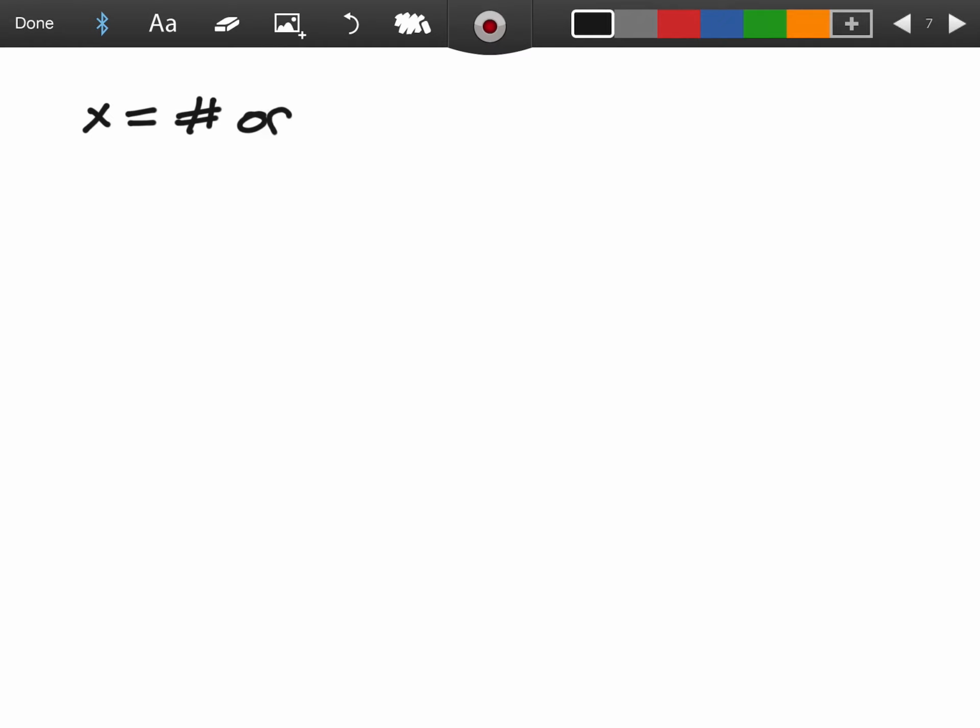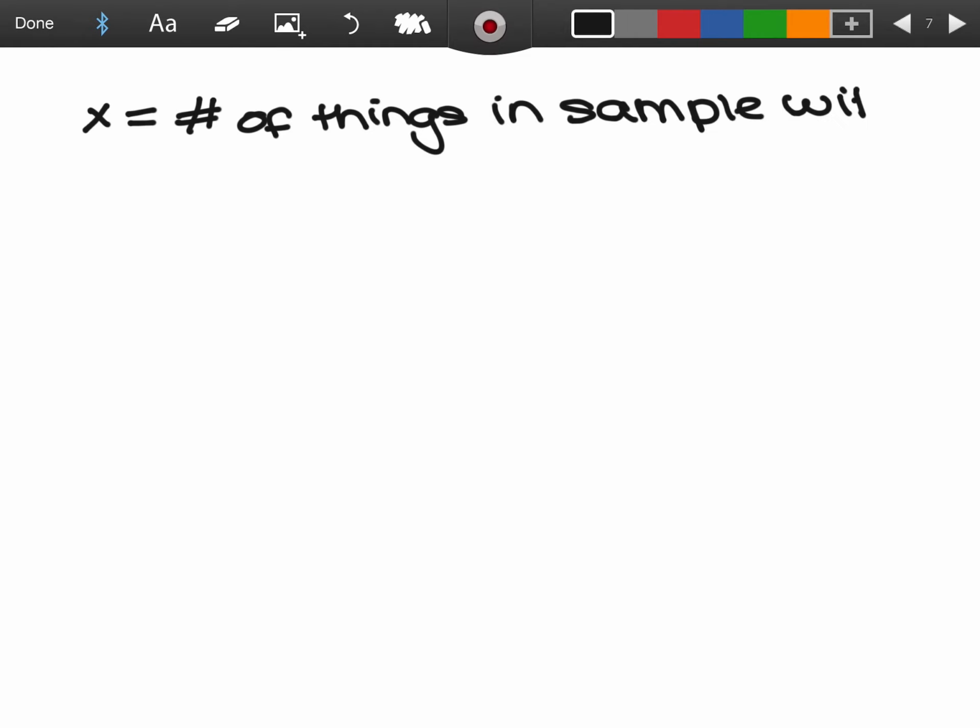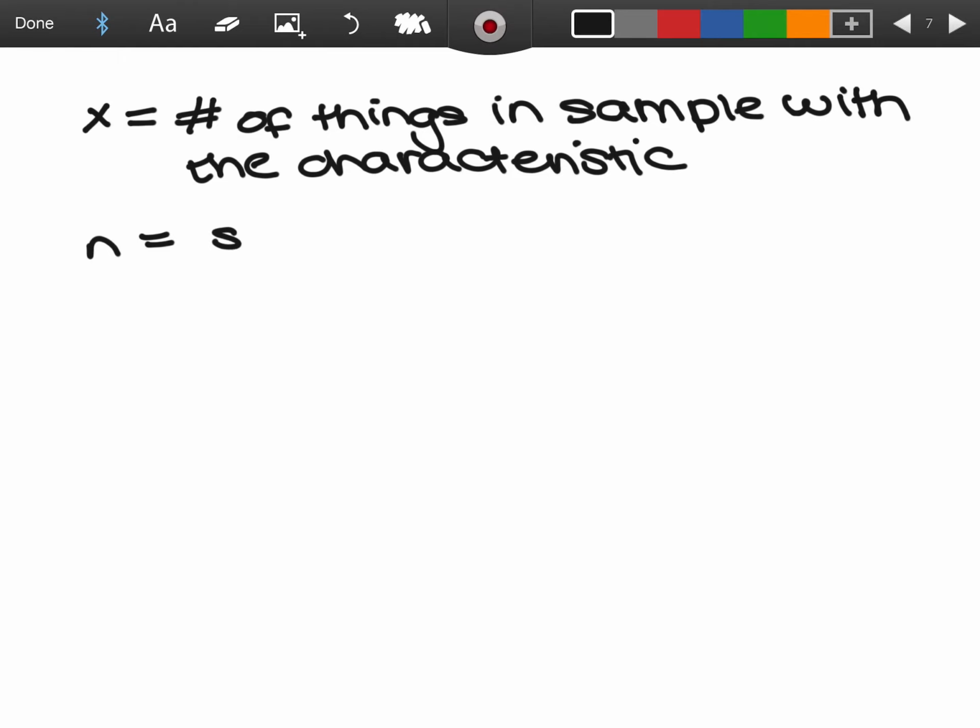So X is the number of things in the sample with the characteristic, whatever characteristic that may be in the problem. N is just the sample size. That means that your sample proportion, the proportion of things in your sample that have the certain characteristic, is just X over N. All you have to do is type in what X is and what N is, and it's going to calculate that sample proportion for you.